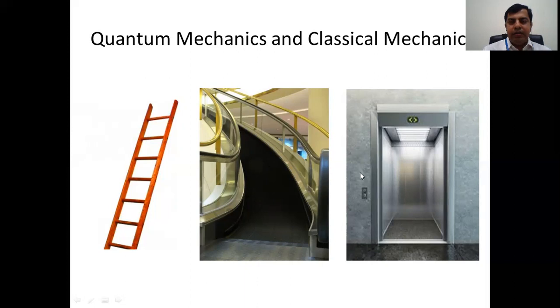Among the three options, some are related to quantum mechanics, and some pictures are related to classical mechanics. These are not purely science, but I'm going to clear your mind by giving this example to differentiate between these two mechanics: one is quantum and one is classical. The similarity is the same, that means ground to the first floor. And now, what is the difference?